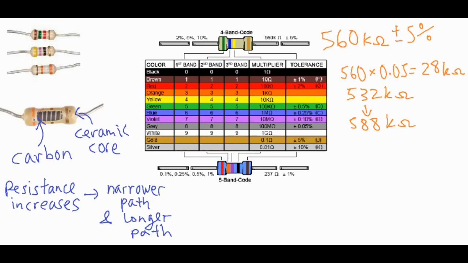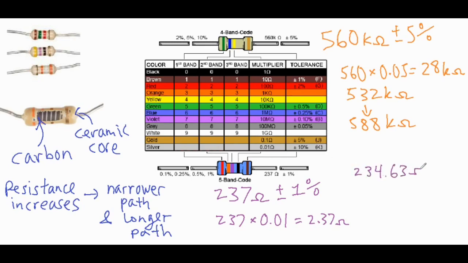So first band is red, which correlates to the 2. Second band is orange, which correlates to the 3. Third one is purple or violet, which correlates to the 7. And then the black is the multiplier times 1, so it just stays 237 ohms. And then my last band for the tolerance is brown, and brown is plus or minus 1%, which is pretty good. So just as we did before, you can take 237 times 0.01, and that would give you 2.37. So we're going to subtract 2.37 and add 2.37. And that would give us our full range with that tolerance or that percent error included.